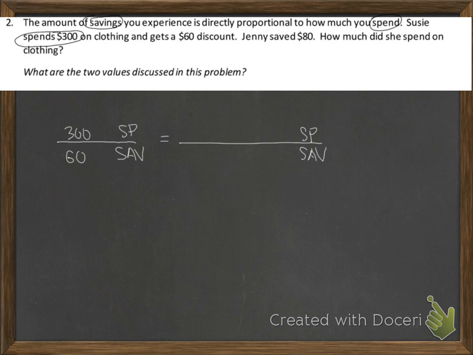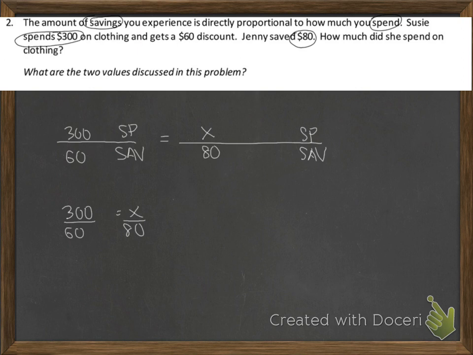Then it says Jenny saved $80. Where should we put the $80? Should we put it up here? No, because she didn't spend $80. That's how much she saved. So the $80 should go down here with the amount that she saved. We want to know how much she spent if she got an $80 discount. So we have 300 over 60 is equal to x over 80.